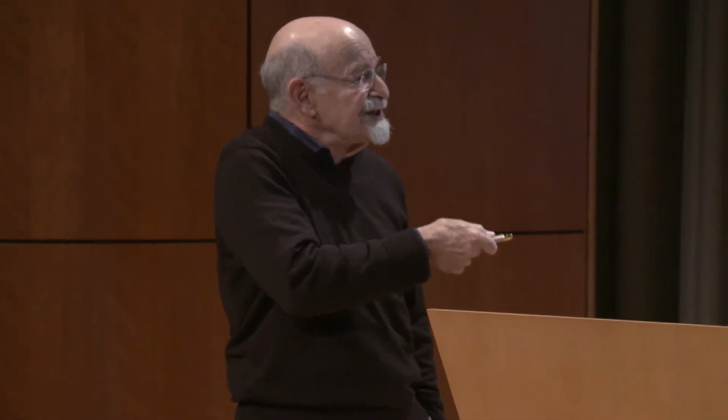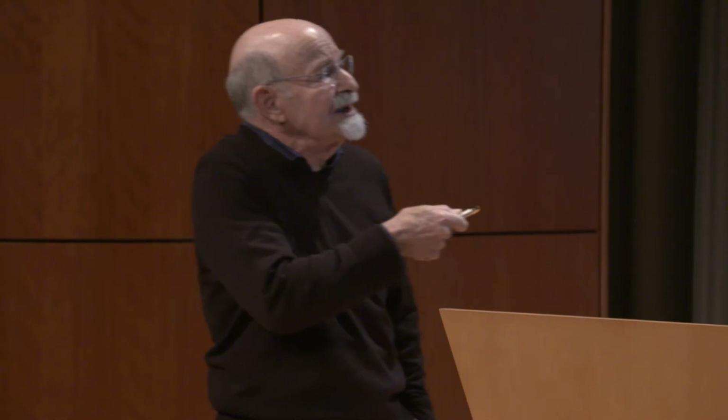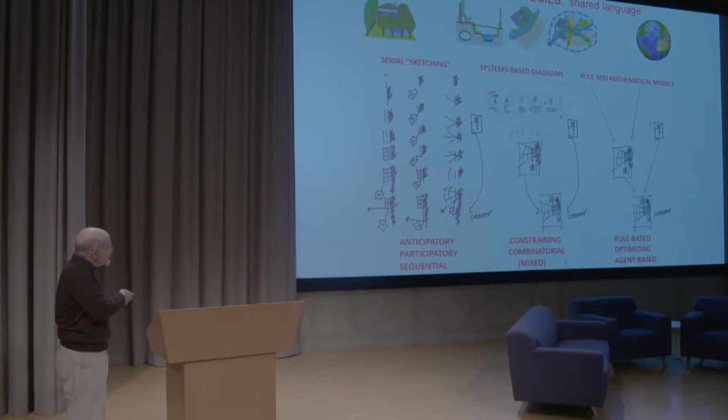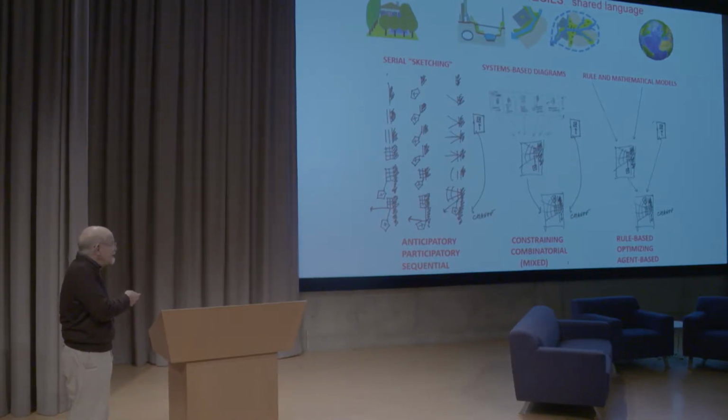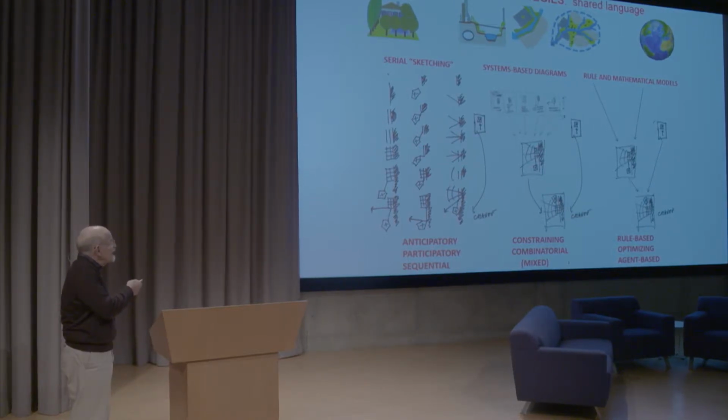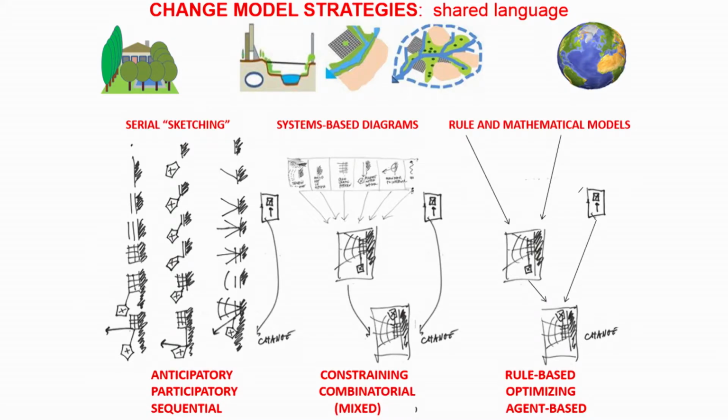The methods that they used were different. The methods for anticipatory, participatory, and sequential were basically serial sketching. I make my move, I make my second move, a third, fourth, fifth, and I come out with a design. If I vary the first move, the design might still look very similar, but it got there a different way. And I can keep the same move, vary the second move, and it might come out similar, but quite different. That's not the same as that.